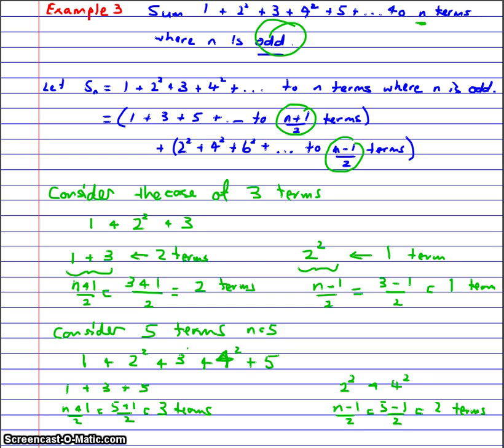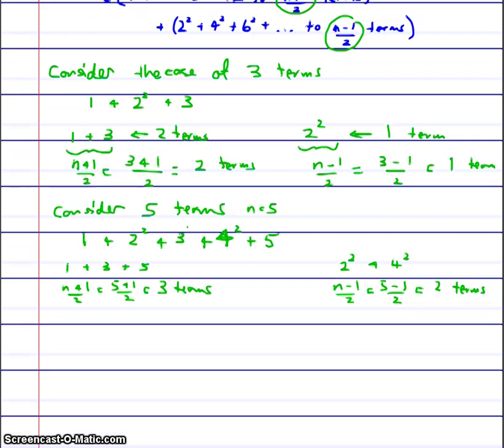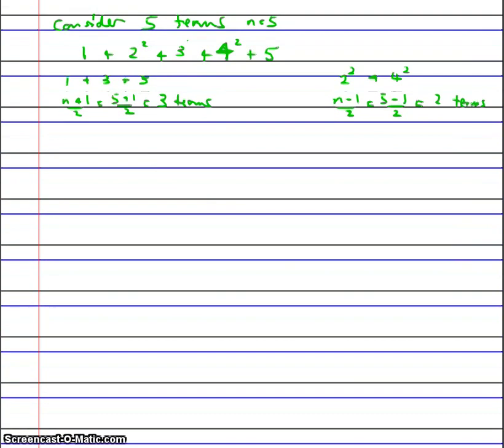So what you need to do is, when it's odd, your first series, starting at 1, that's going to be your n plus 1 over 2. The second series, starting at the second term, is n minus 1 over 2. Okay, so that's for when you're summing to n terms when it's odd. Let's scroll down and continue.